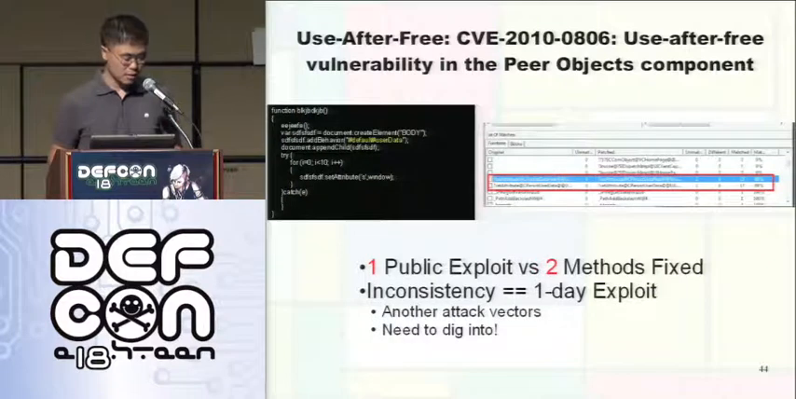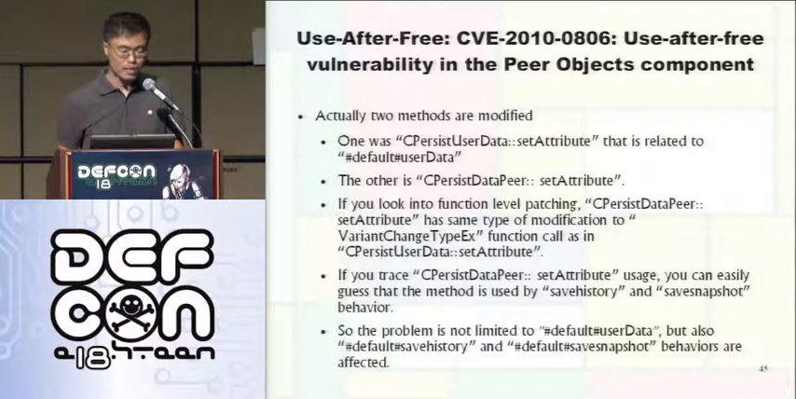In this case, there is something very interesting here, because there was only one exploit out there, but they patched two methods. So what does it mean? It means that they patched something silently without letting people know. I tracked down the methods they patched: one was CPersistUserData, which is probably related to the default userData behavior. The other one was CPersistDataPeer, and I traced back where that class is used, and it was used by the default saveHistory and default saveSnapshot behaviors.